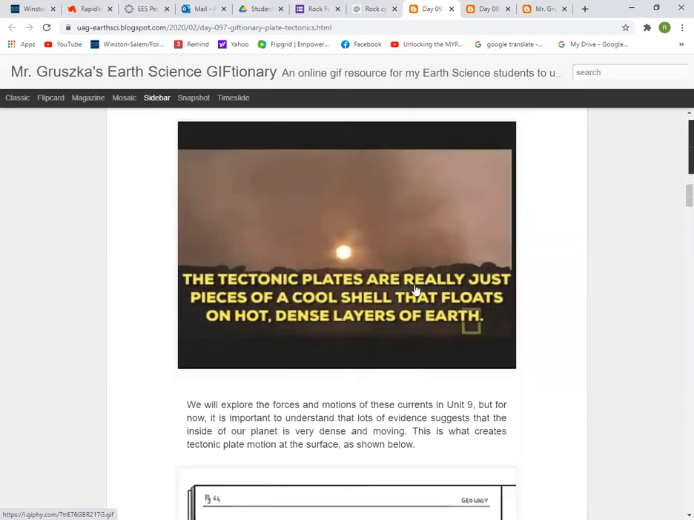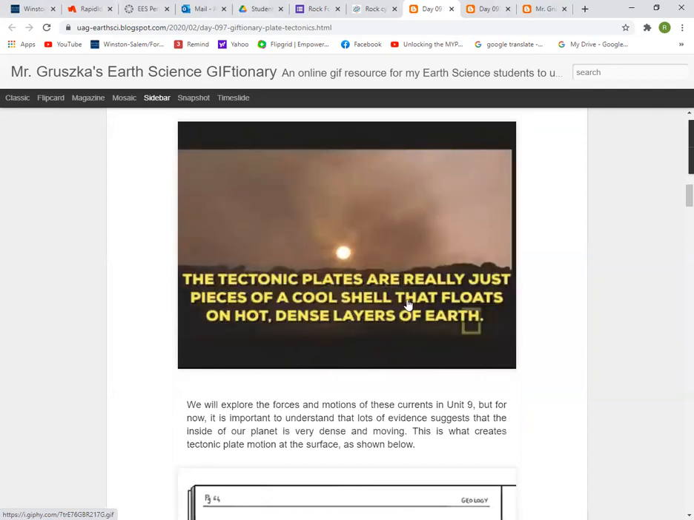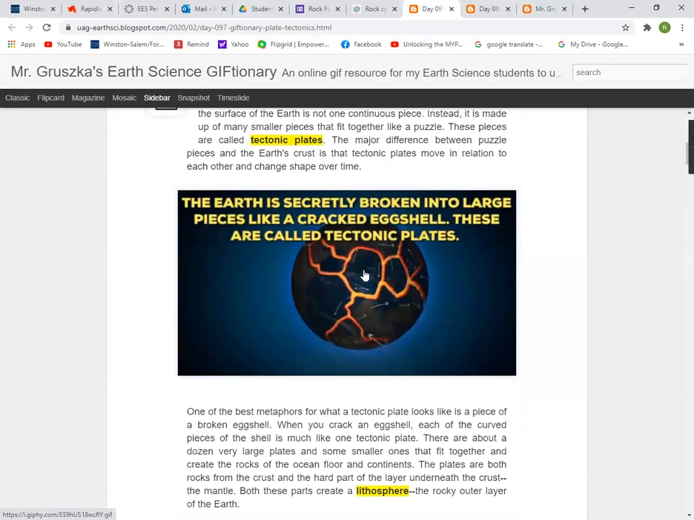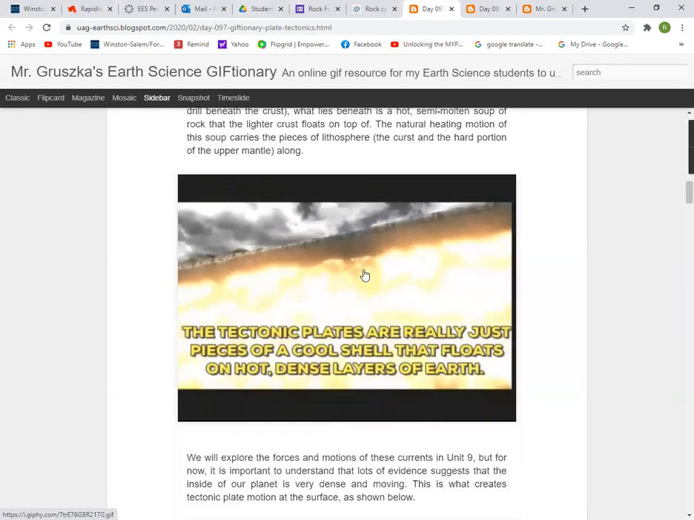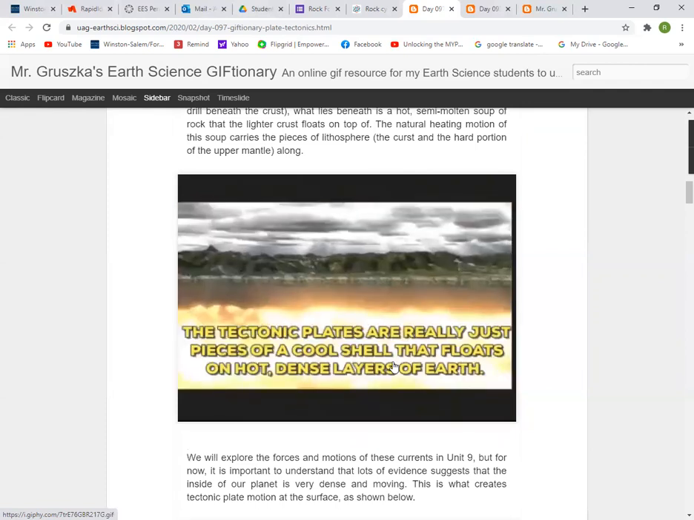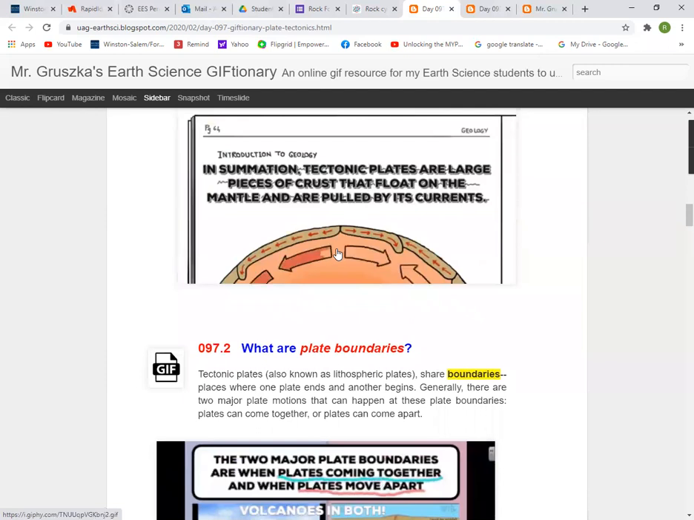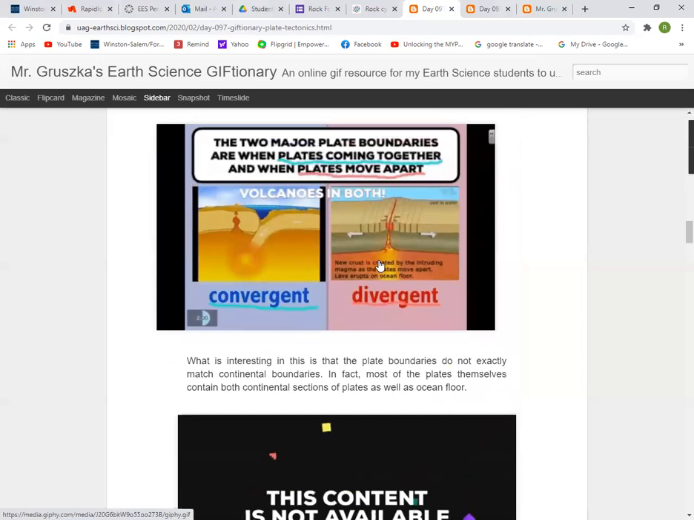the tectonic plates are really just pieces of cool shell that float on a hot, dense layer. How are the continents moving? It's because of the convection currents in the mantle, as it says here. This is a very good web page. I'm just borrowing it. Okay, so these are the convection currents here in the mantle. And this is what is happening in convergent boundaries between a continental plate and an oceanic plate.